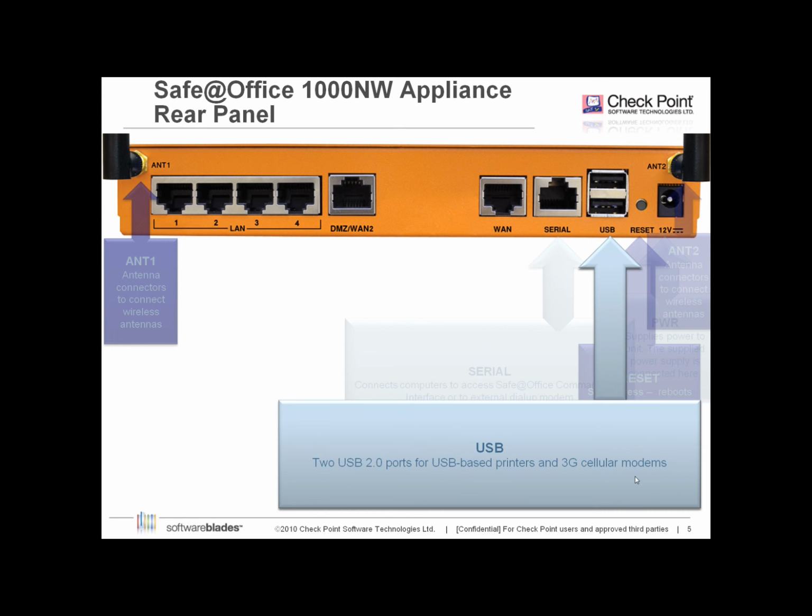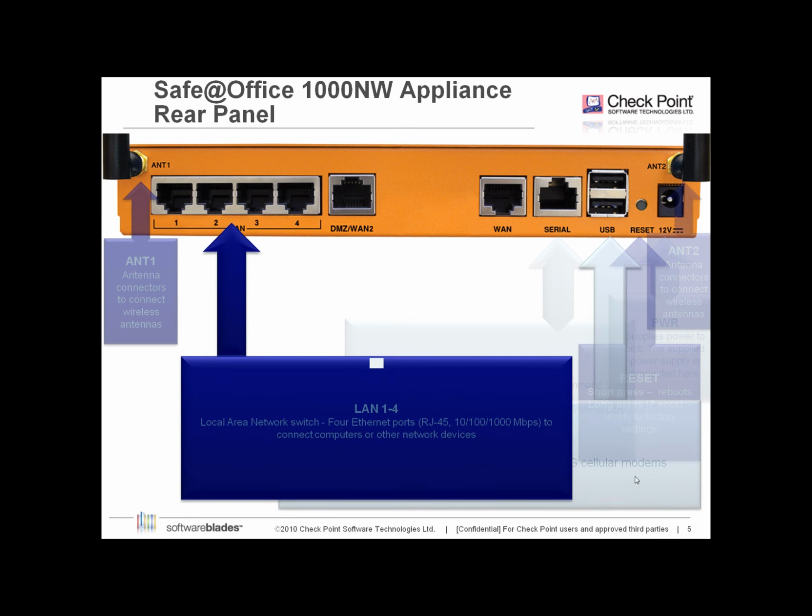USB can provide mainly two different types of connections. One is for different types of printers, to become a network printer if it's only a USB printer, and the other is 3G cellular modems. There are different types and a lot of kinds of modems that are supported, and usually we add new modems as they come out. I suggest looking at the supported or HCL list of modems that are supported on these appliances.